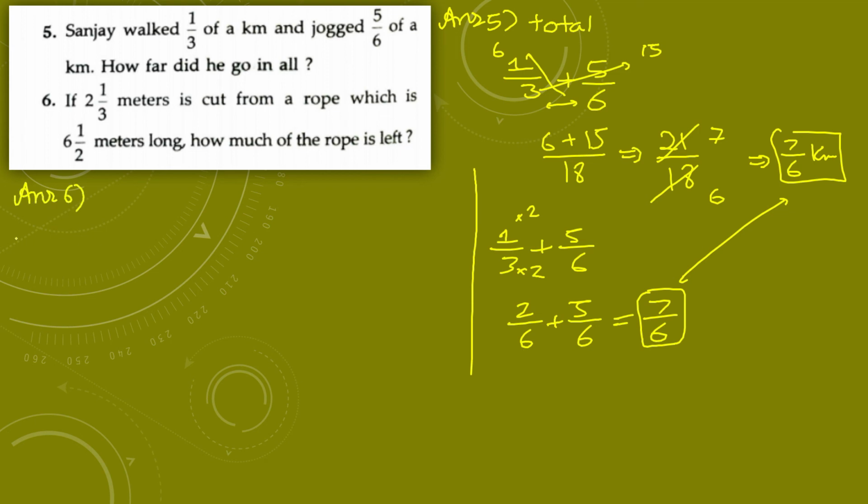If 2 1/3 meters is cut from a rope which is 6.5 meters long, how much rope is left? As the question says left, it means that you have to subtract the values. That is 6.5 minus 2 1/3. To subtract it, it is pretty easy now. First of all, we're going to convert into improper fractions. We get 2 into 6, 12 plus 1, 13 upon 2. And now 3 into 2, 6 plus 1, 7, 7 upon 3. So it is pretty clear.